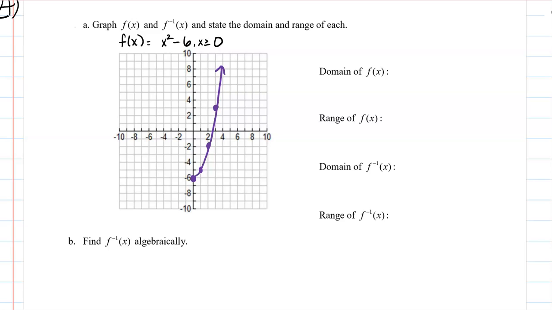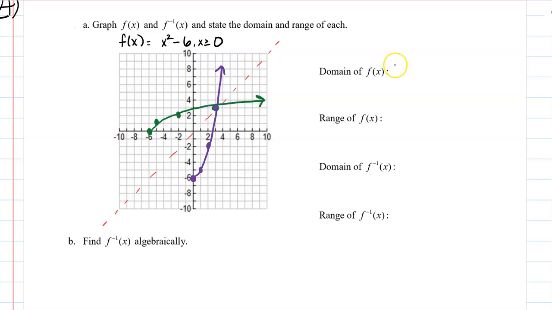Switch the points around, so (0, negative 6) goes to (negative 6, 0). (1, negative 5) goes to (negative 5, 1). (2, negative 2) goes to (negative 2, 2). (3, 3) goes to (3, 3). There's that symmetry line again.